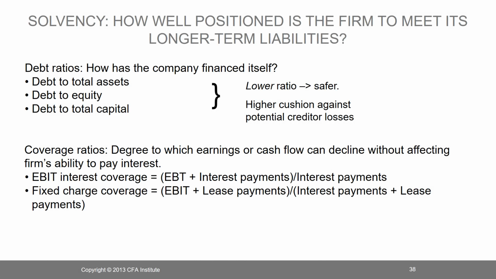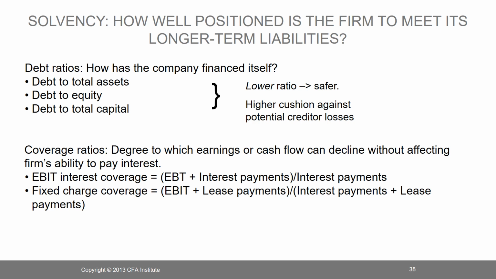Moving on to solvency ratios. Now, the solvency category carries ratios that try to measure how well positioned the firm is to meet its long-term liabilities. Generally, two types of solvency ratios are debt and coverage. Debt is how much debt a company has in its capital structure. Coverage is by how much earnings covered the interest costs.